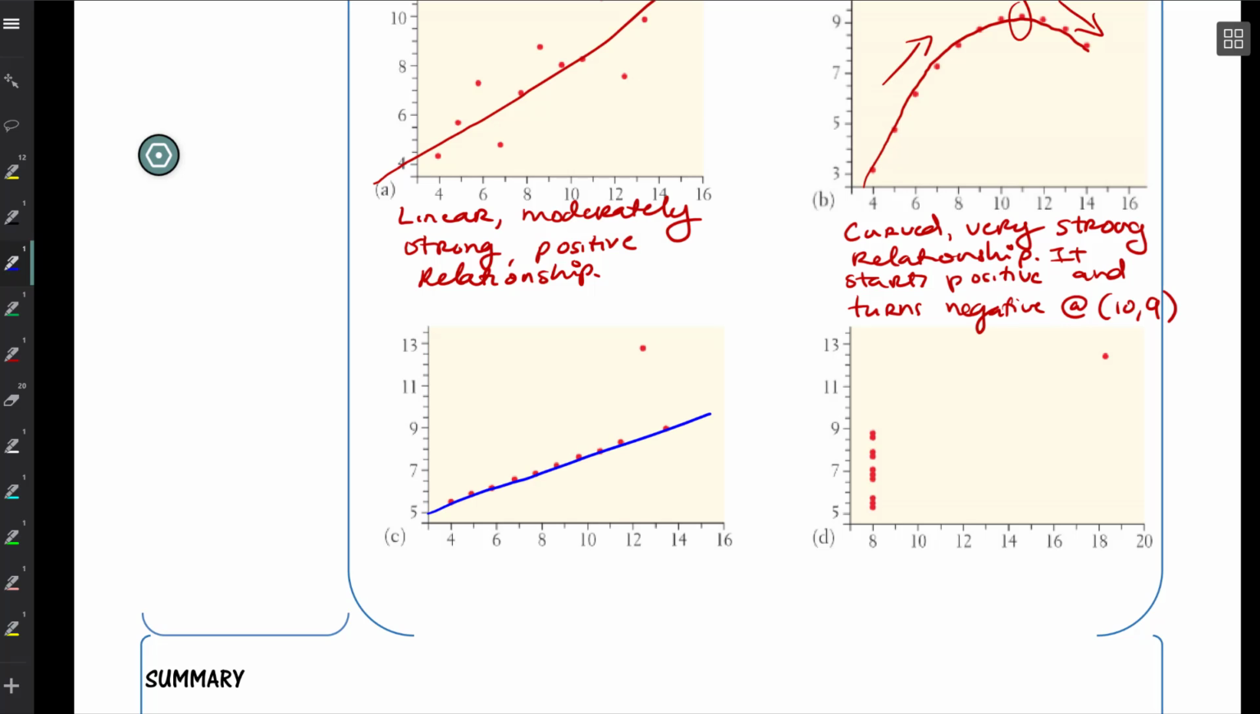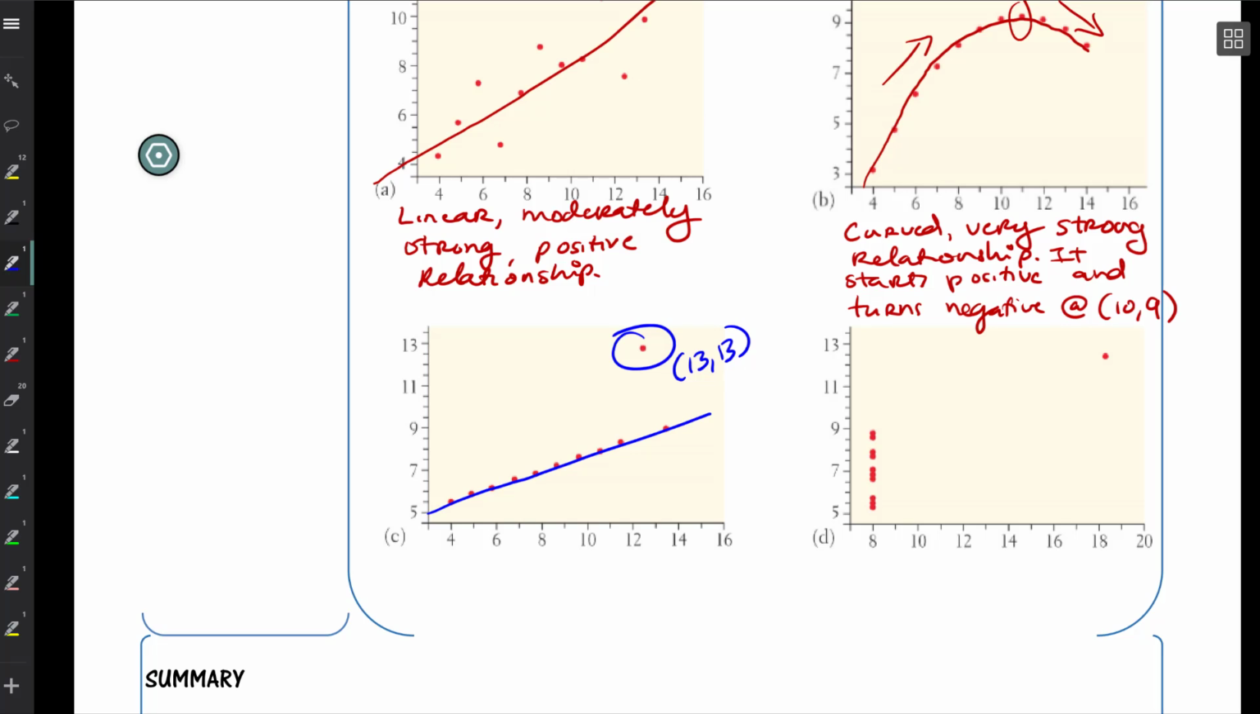This is pretty clearly a very strong line, except we've got this one weird individual right here. Now that individual looks like that ordered pair is at 13, 13. So it's obviously positive. It's going up and to the right. It's obviously a straight line, and it's very strong, except for that one weird, unusual, maybe influential point. Okay, so let's go ahead and describe that.